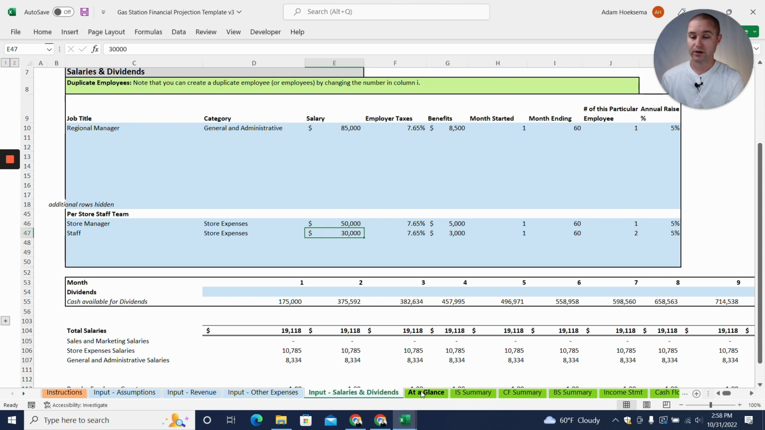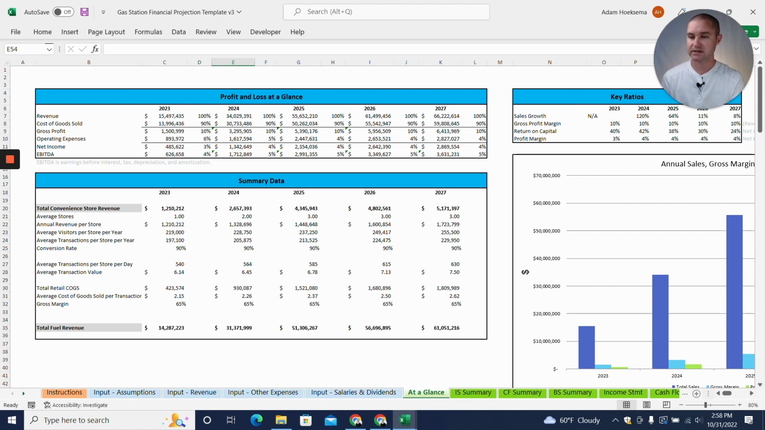Okay, so we are done now. We can go back to our at a glance tab and we can see what our numbers look like now. One thing I'll point out is you just want to make sure that your net income percentage is not too high. A gas station is typically a low margin business, right? Because you're not making a high profit margin on the fuel sales. Maybe you are on the convenience store, but overall, as a percentage of revenue, that net income percentage is probably going to be in the low single digits. So keep that in mind. If you get done with this and you're showing a 40% profit margin, you probably did something wrong.